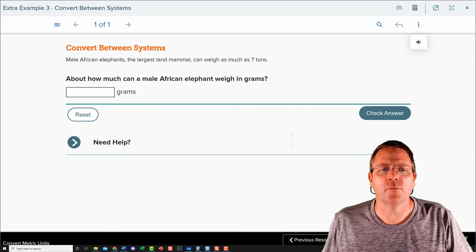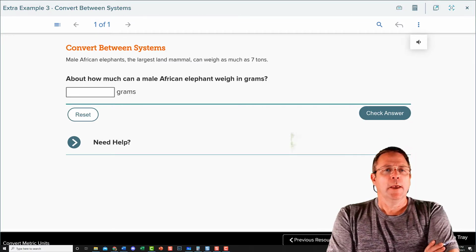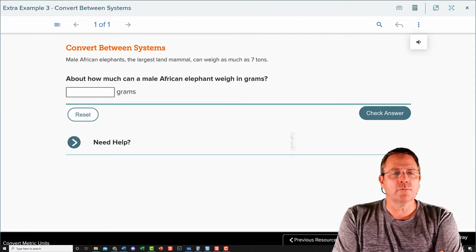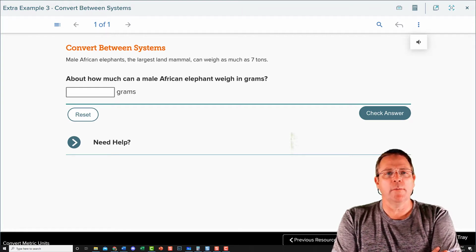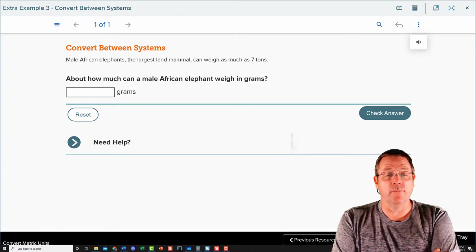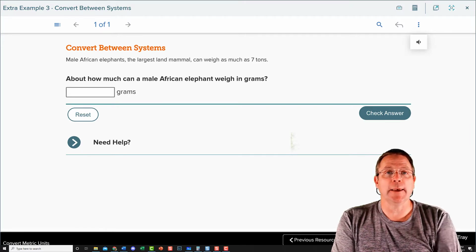Welcome back to part 3 of converting metric units. I would like for you to pause this recording and solve this problem on your own to find out how many grams that 7-ton male African elephant will weigh. Pause the recording. You can use either of the approaches you want, whether you're using the ratio method or the dimensional analysis. Check your answers and see what you get.